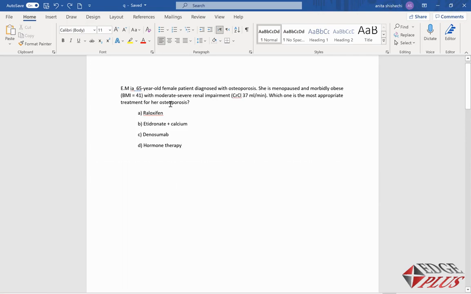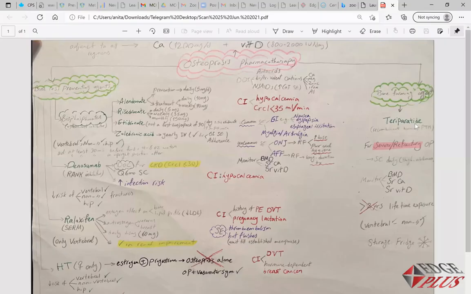Before we go through the answers, I'll quickly show you the summarized chart that I prepared. Above all, we have calcium and vitamin D. They're going to be adjunct to each and every regimen, no matter which treatment we choose for the patient, calcium and vitamin D is going to be on top of that all the time. We have two categories. One is bone loss preventing agents, and the other is bone forming agent, which is just one.